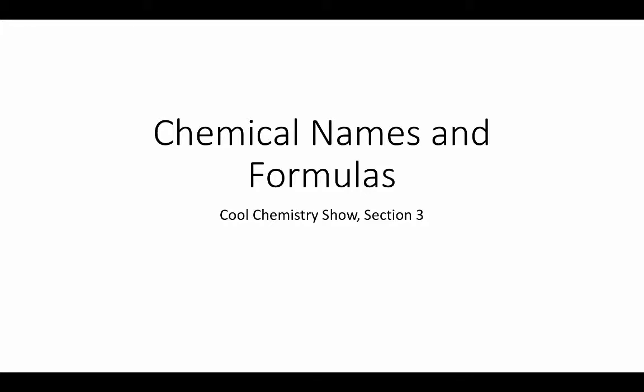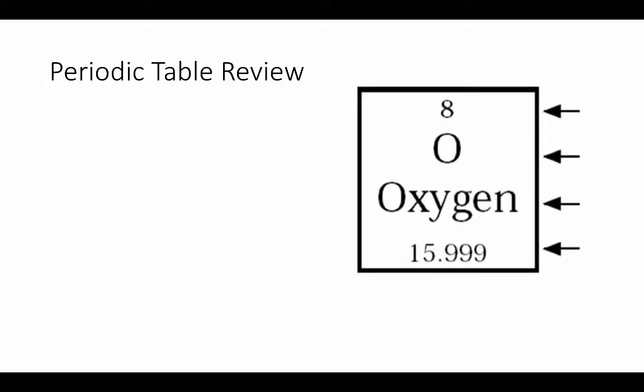In this lesson, you're going to be learning about chemical names and formulas, and we're also going to review some things from the periodic table unit. So I'm going to start off with a periodic table review. In the last unit, we learned about atomic structure and how to interpret things from the periodic table, but just a quick reminder about that.